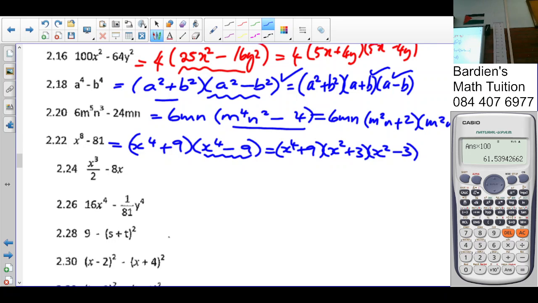The next one, I need to find the LCM first. What's your LCM here? Oh, what's common? Sorry, what's common? I can take out 2x. Okay? I would have taken out a half. I'll show you how that looks. If I take 2x out, I'm left with x squared over 4 minus 4.